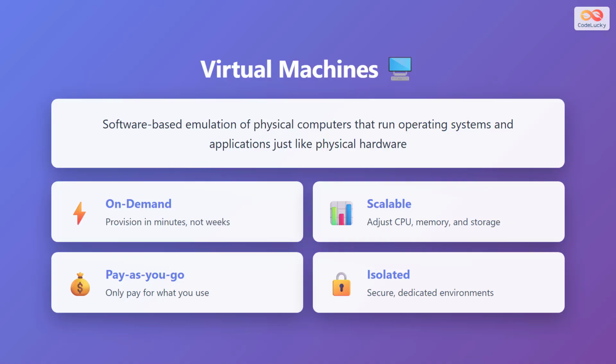The beauty of virtual machines is that they're on demand, meaning you can provision a new VM in minutes instead of waiting weeks for physical hardware. They're scalable, so you can easily adjust CPU, memory, and storage as your needs change. You only pay for what you use with a pay-as-you-go model, eliminating large upfront capital expenses. Each VM is also isolated, providing secure, dedicated environments that don't interfere with each other.